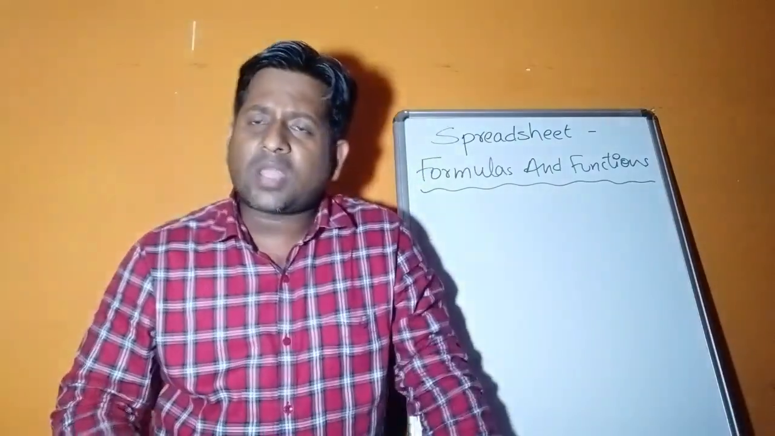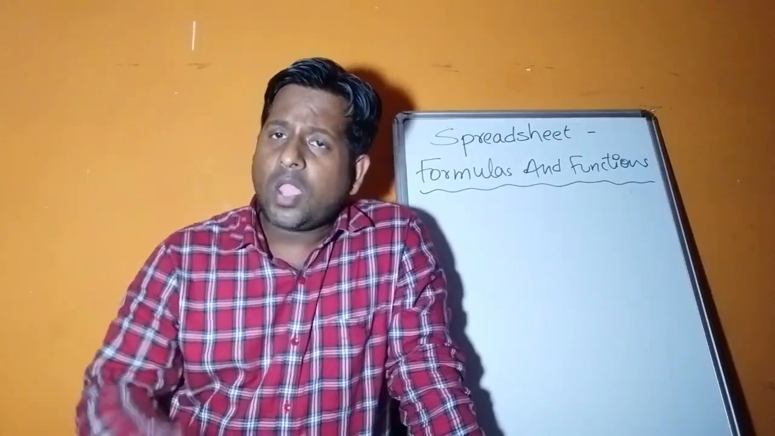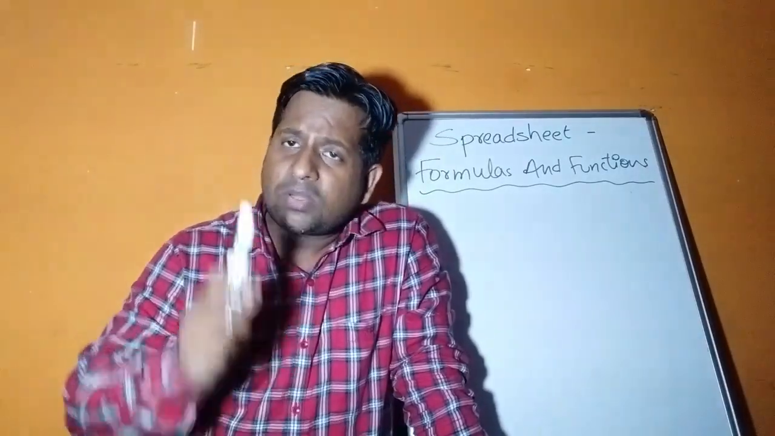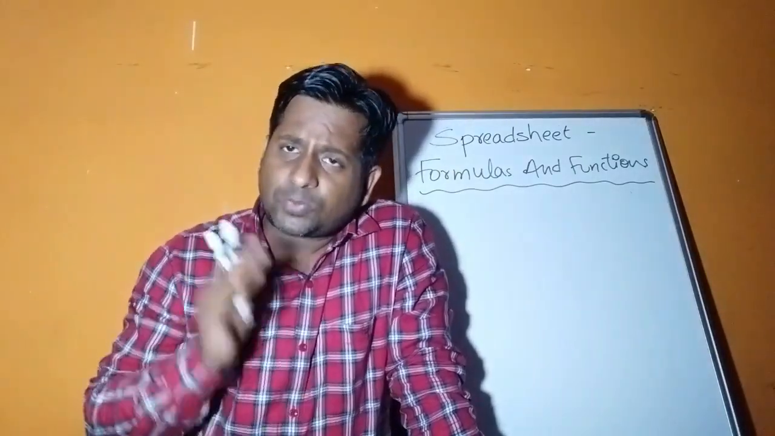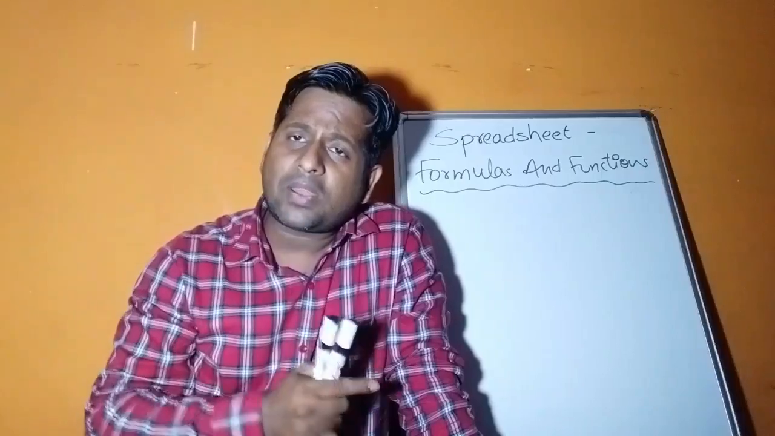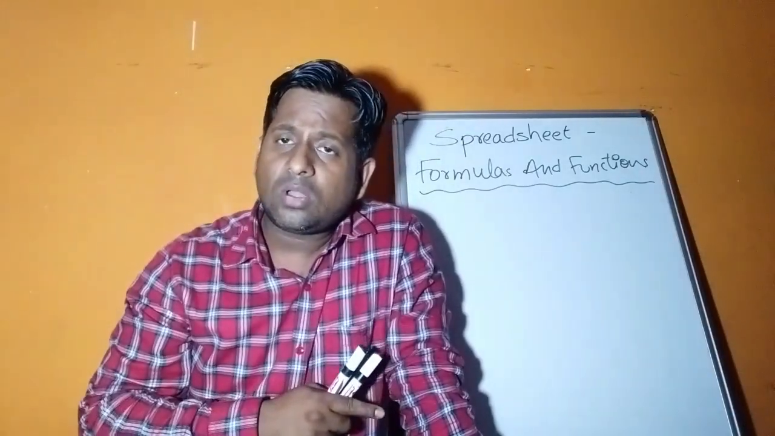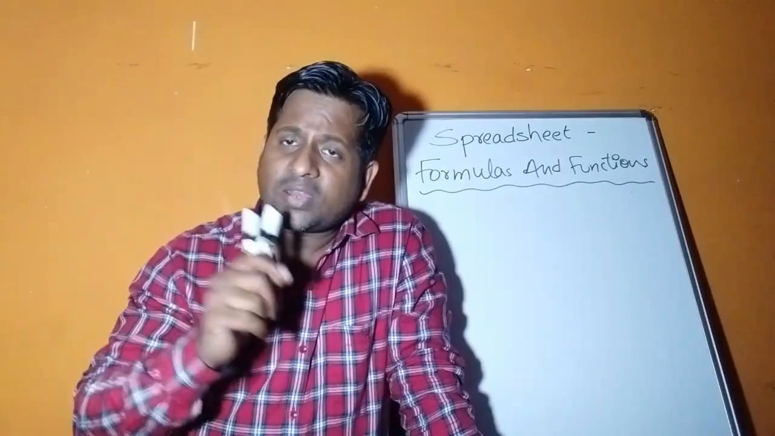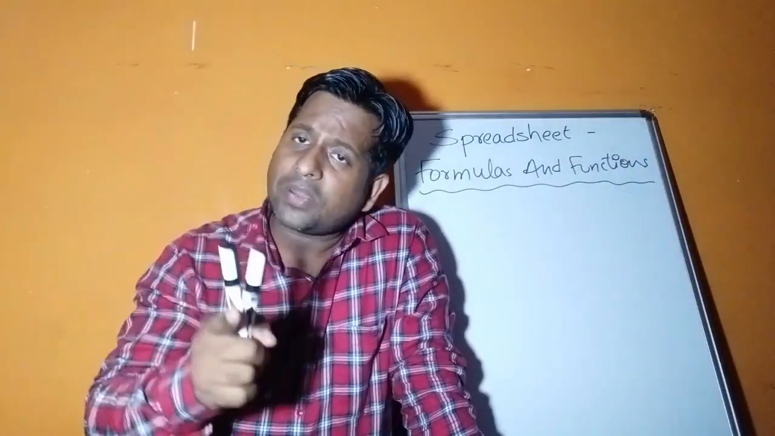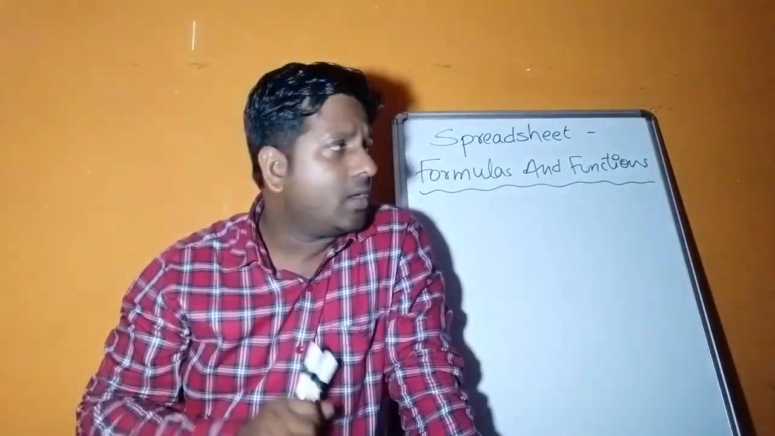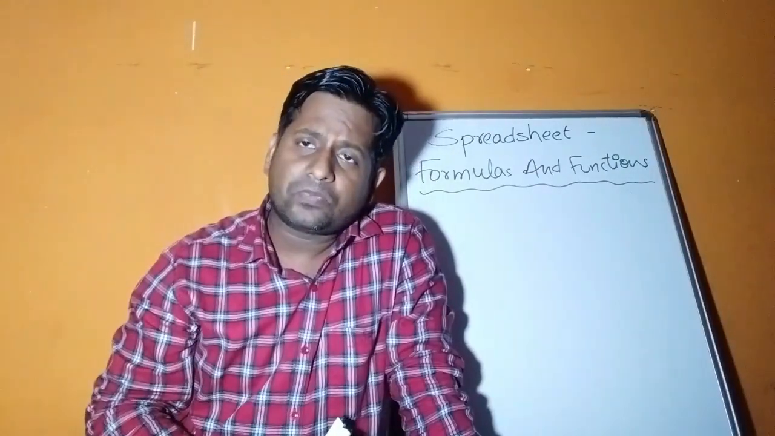So in the previous class I had started a chapter known as spreadsheet formulas and functions. In your book this is chapter 2, but in my teaching curriculum, as per the online class, I have made this chapter 3. The second chapter I have made algorithm and flowchart. That is the second chapter, and this chapter, which is chapter 2 in your book, I have made as chapter 3. Remember this one.